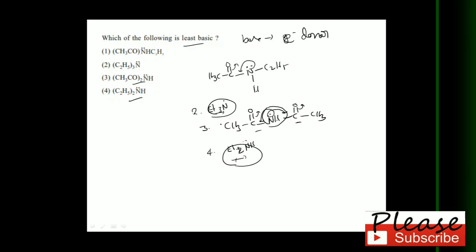Now here, in this case there is more extent of resonance for this lone pair of electrons. So it is a weak electron donor. That's why ultimately it is a weaker base. Okay. So if the lone pair of electrons is involved in resonance, those compounds are the weaker bases because those compounds have less tendency to donate the lone pair of electrons to the acid.